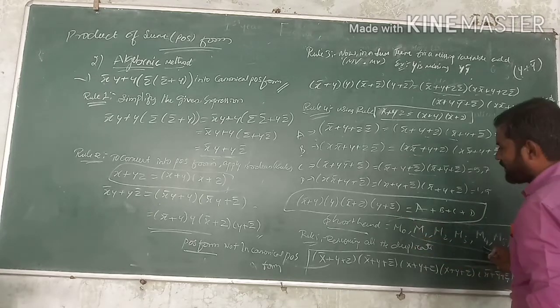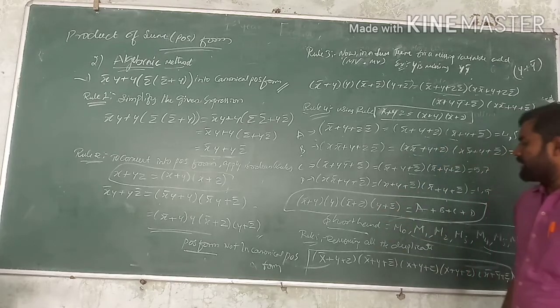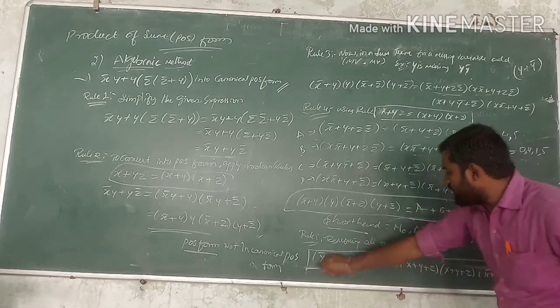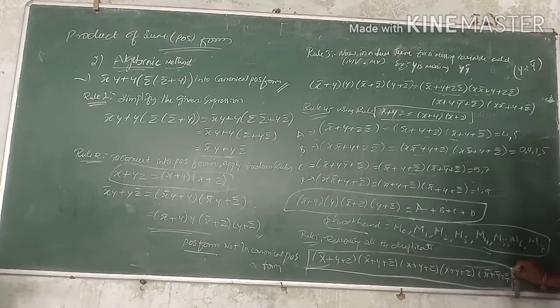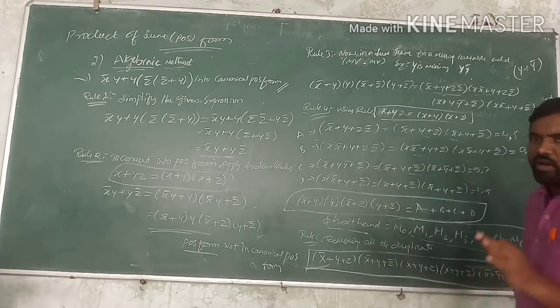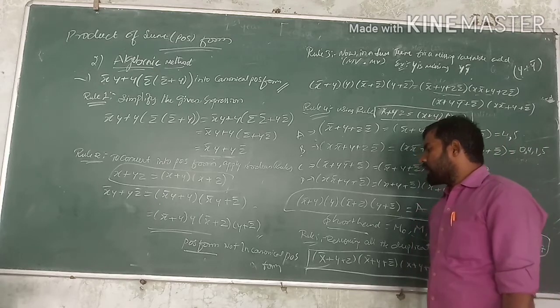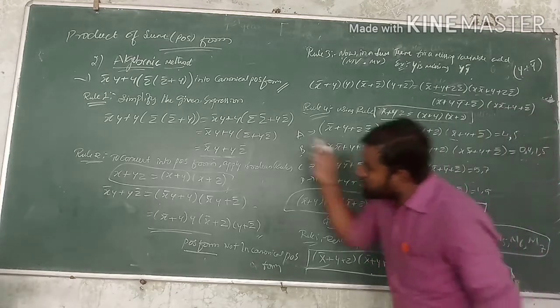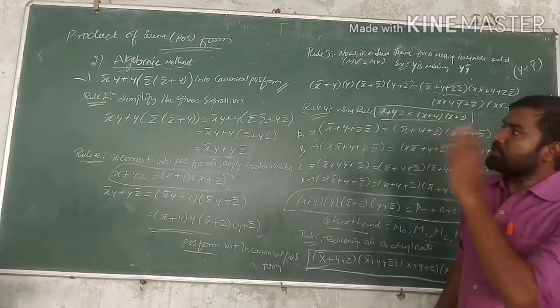After getting this, remove all the repeated duplicate terms. Finally we get the equation that is called the canonical product of sum. The canonical product of sum form has been generated. So this is the whole procedure for the algebraic method.